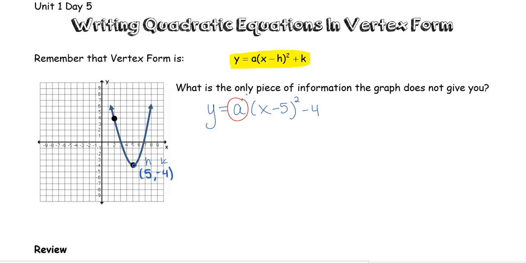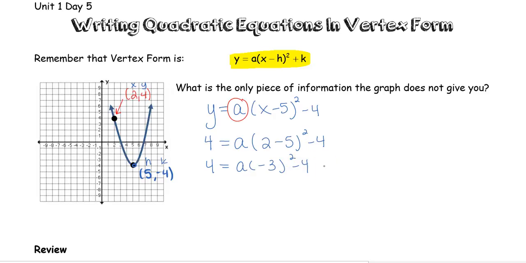To solve for the a value, what I need is to find any random point on the graph, and we see that we have a point indicated for us to use at (2, 4). We plug that information in, so this is the x value, this is the y value. So we've got the y is 4, we still don't know the a, that's what we're looking for. The x is 2, quantity squared minus 4, and we've got 4 equals a times (2 minus 5, is a -3) quantity squared, minus 4.